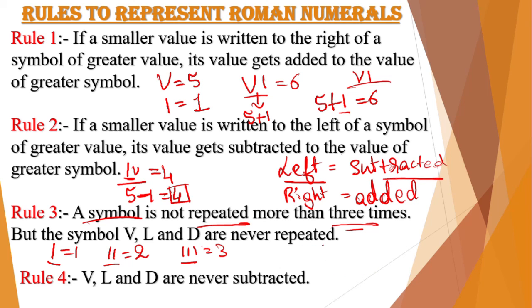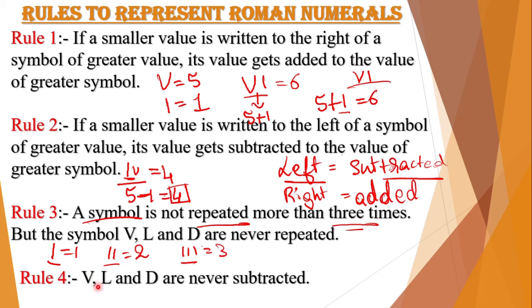Okay. Now let's see L. L and L. So what does L represent? 50. 50 plus 50 is 100. So we already have a symbol for 100, which is C. Again, if we talk about 500, which is D, it represents M, because we already have a symbol for 1000, right? So like this is the reason for which V, L and D are never repeated. Now this was the third rule. Now let's move on to the fourth rule.